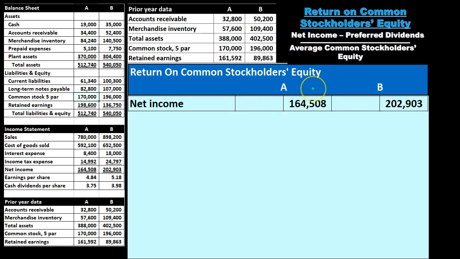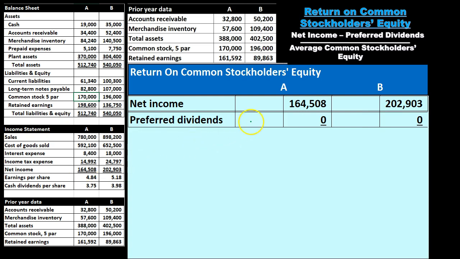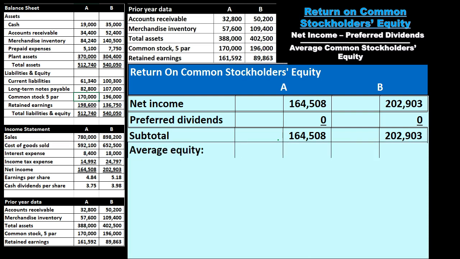We're going to start off with the net income. I'm going to put that on the right side. The net income, of course, is on the income statement. It's the bottom line of the income statement. We'll subtract out preferred dividends if there are any. There are none in this example problem. Therefore, we'll subtract out 0 and end up with the subtotal, which is the same as the net income, or the net income minus the preferred dividends. Then we're going to pull into the inner column the average equity, calculating the average equity in that inner column.